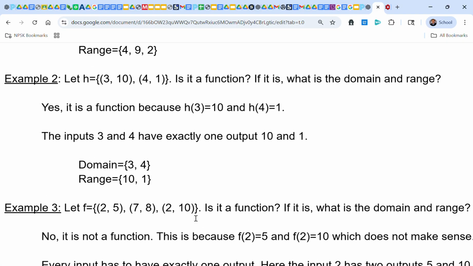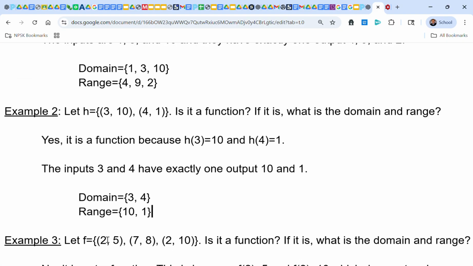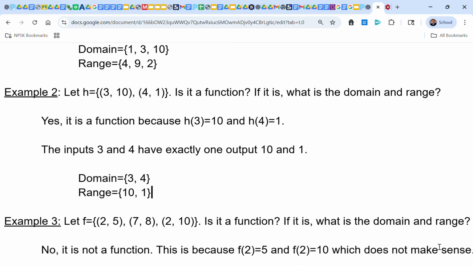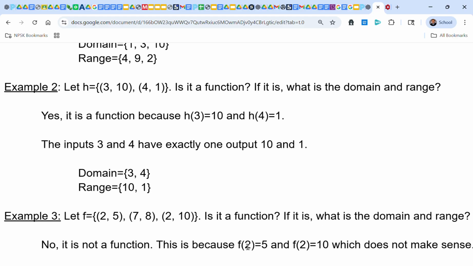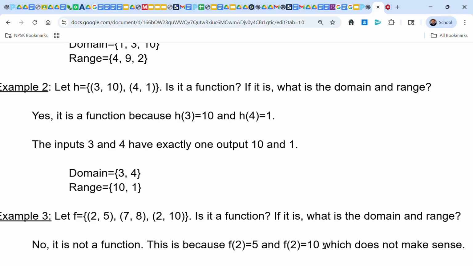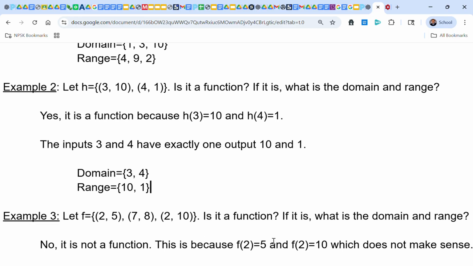So let's talk about example 3. Let f be {(2, 5), (7, 8), (2, 10)}. Is it a function? If it is, what is the domain and range? So let's look here. Well, we know f of 2 equals 5. Okay? f of 2 is 5. So that's the notation right there. It spits out 5. But we also know f of 2 is 10 because here's 2, it's 10. Now these things should be equal to each other. Does 5 equal 10? No, this doesn't even make sense. So this is not a function.